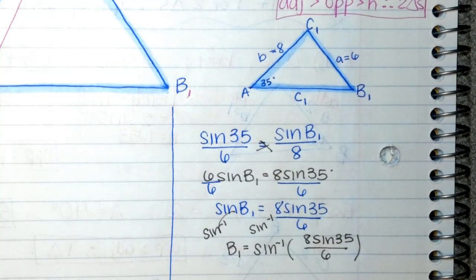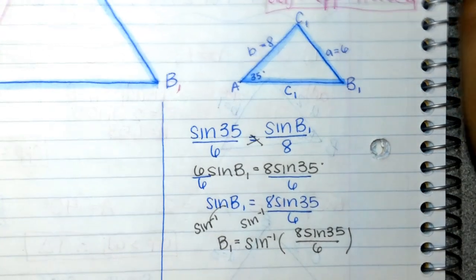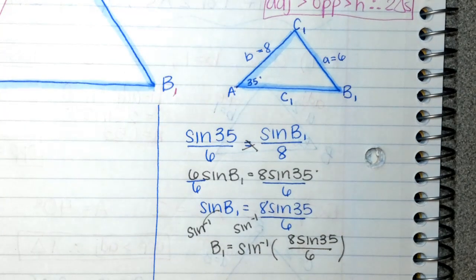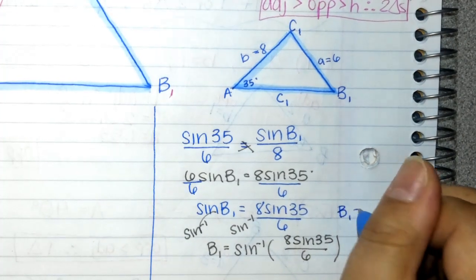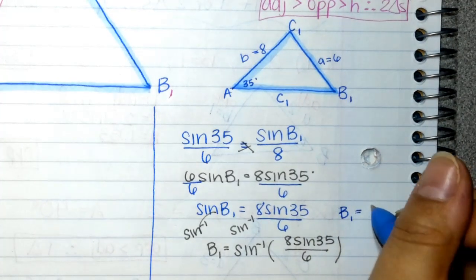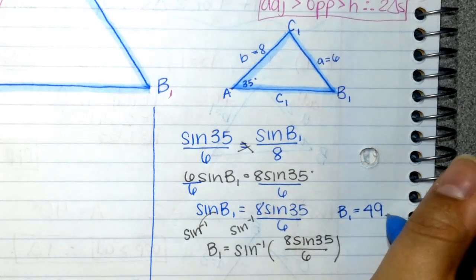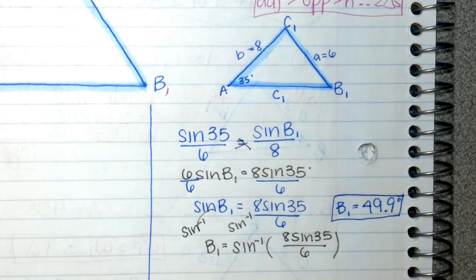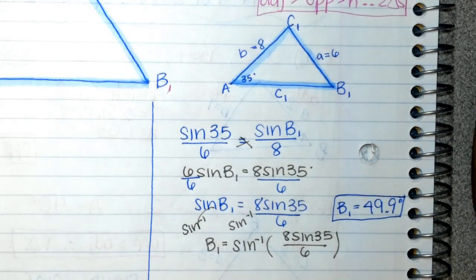So B1 equals the inverse sine. So let me click that real quick. The inverse sine of, what is it? 8 sine of 35 over 6. What did I do? Did I do it right? What is my B1 equal? 49 point, and we're going to go 1 decimal for angles. 49.9 degrees. Are we okay with that?